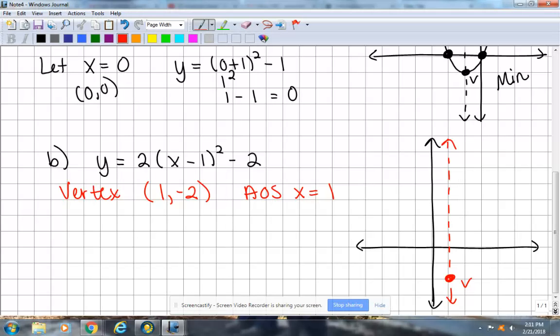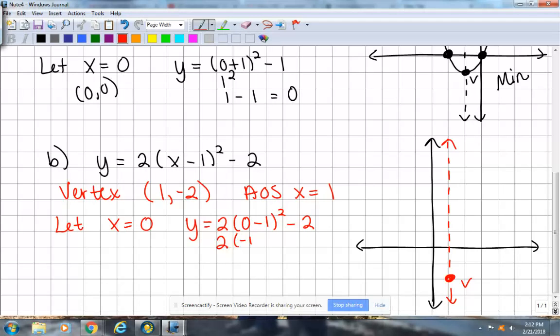Okay, so y'all tell me an x value that is close to 1. That's easy to work with. 0. Now, when you plug in 0, don't forget that 2 out there. It's important. So we have y equals 2 parentheses 0 minus 1 squared minus 2. Now we got to correctly follow the order of operations. What is 0 minus 1?